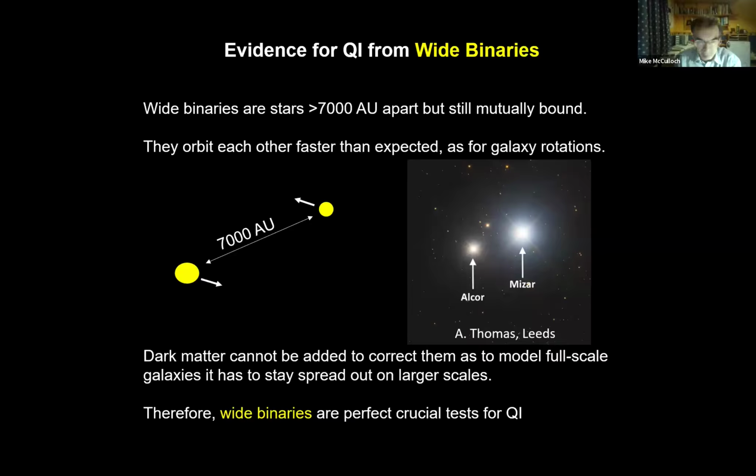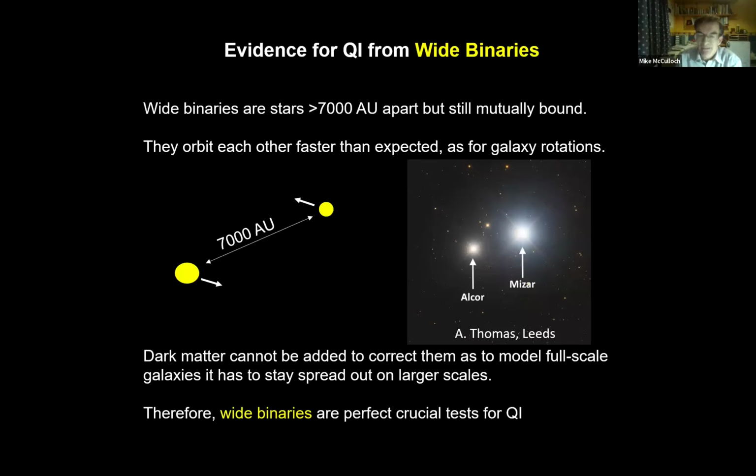They're very far apart. And sure enough, they orbit each other faster than expected, just like galaxies, stars at the edge of galaxies. One example of a wide binary, well, two of them actually, are Alcor and Mizar in Ursa Major. These are actually both double stars, and they're visible as well.